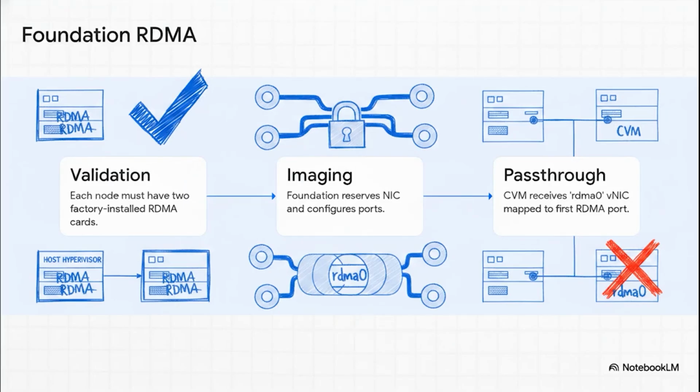Moving right along to Section 3, foundation pass-through and examples, deploying the Mellanox stack. Let's look at how this builds during the actual cluster imaging phase with Foundation. It happens in a very specific sequence. First up, baseline hardware validation. Every single node must have 2 factory-installed RDMA-enabled network cards.